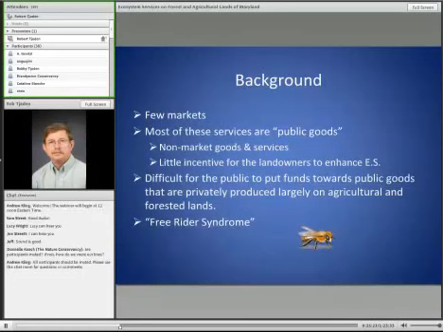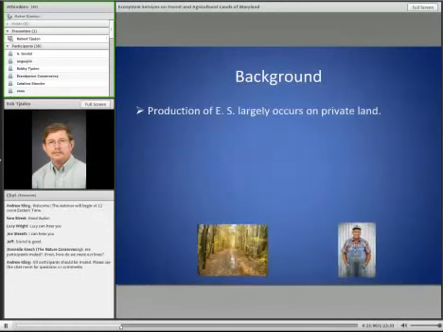The production of ecosystem services, and most of you probably know this, largely occurs on private land, because most of the land in the United States is privately owned. And here in the state of Maryland, 78% of the forest land is in private ownership. To help manage and sustain these services, landowners really need to understand their values, both environmentally and financially.